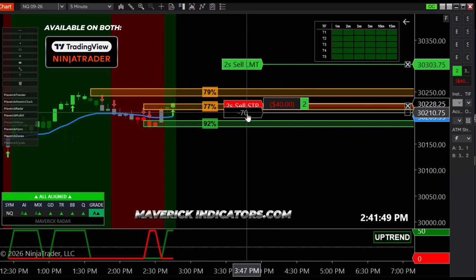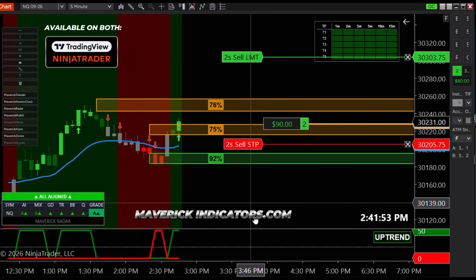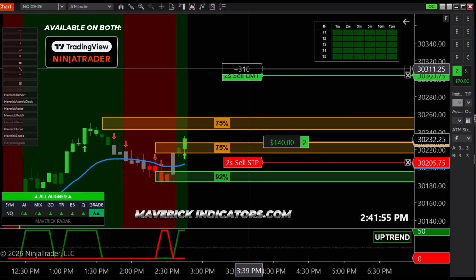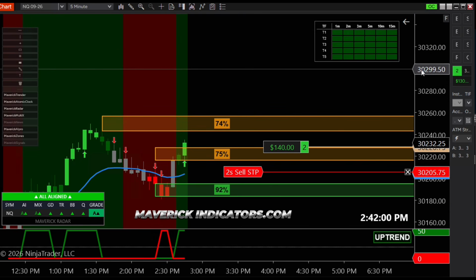Contracts right here of NQ. And let's talk about it. Let's talk about why we're getting into this trade. Let me move this way up here. All right, there we go.